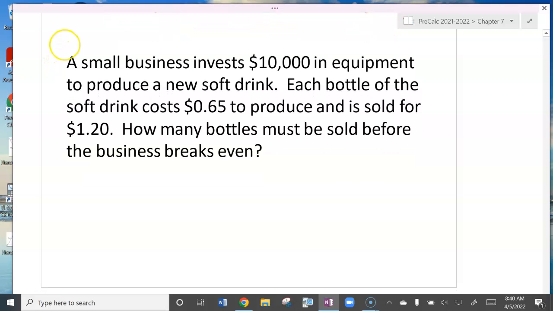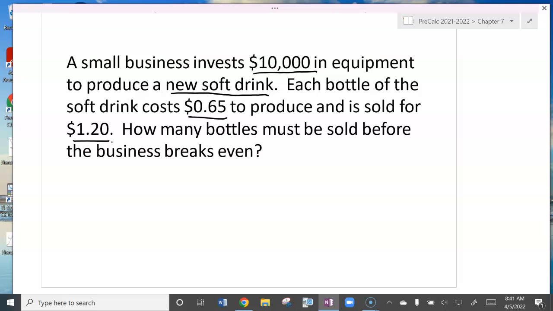So here's our situation. We have a small business investing $10,000 in equipment to produce a new soft drink. Each bottle of soft drink costs 65 cents to produce and is sold for $1.20. How many bottles must be sold before the business breaks even? So in this case, they're going to look at, is it worth it to make this new soft drink? How long will it take to break even? So they're going to look at their costs and their expenses. And if they can break even quickly enough, then that's something they would go for. If not, they might decide that, no, we're not going to put out that new product.